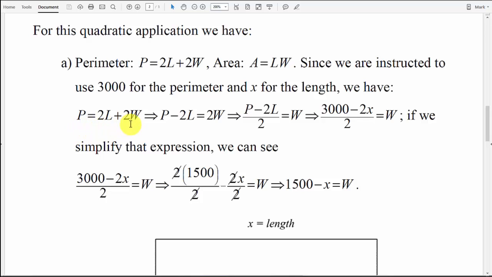And so you can start with the perimeter equation here. And if you subtract 2L from both sides, you would have this expression here. And then you could isolate W by dividing both sides by 2, as you see. And if you then plug in 3000 for P and simplify the expression, you obtain what we have down here, which is 1500 minus x for the width of the rectangle.